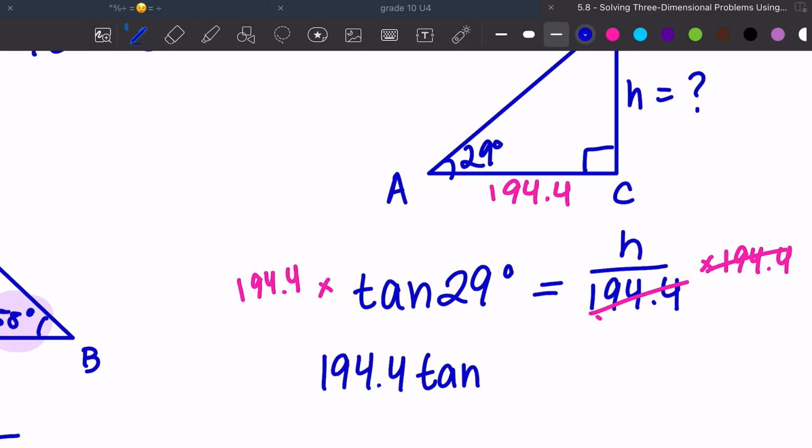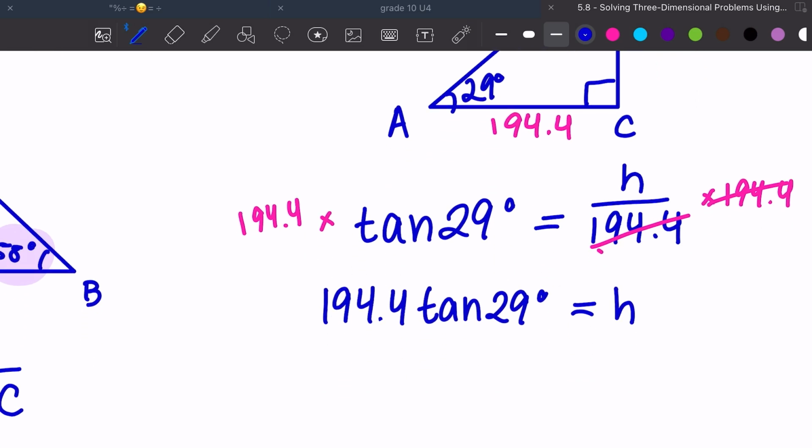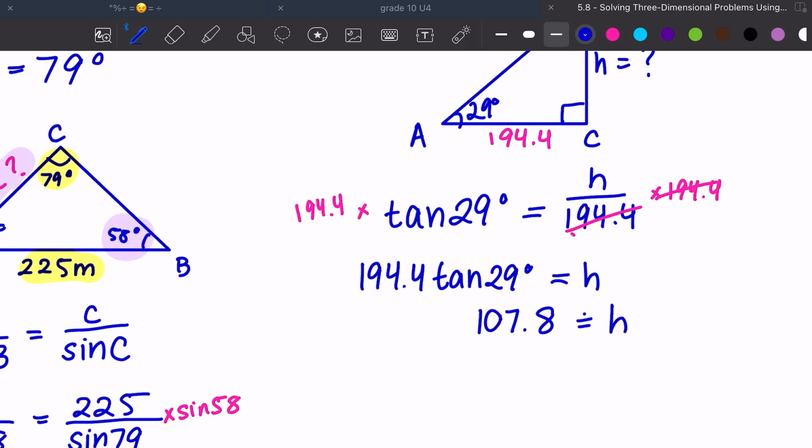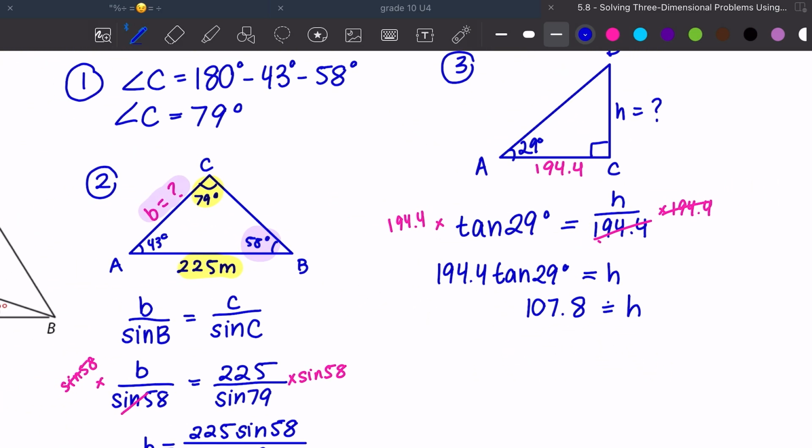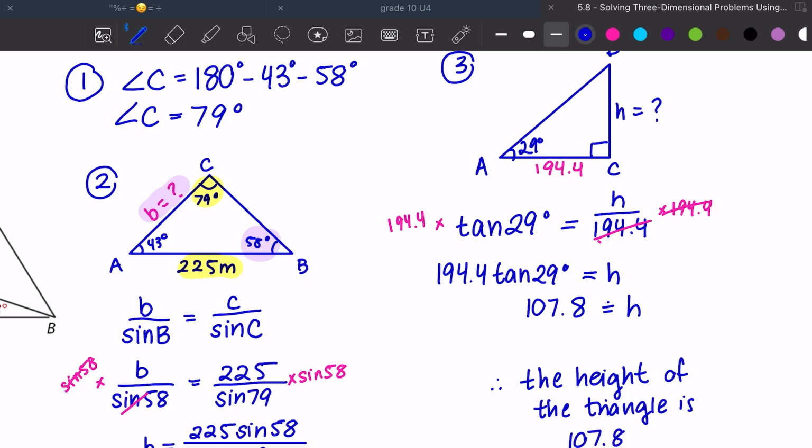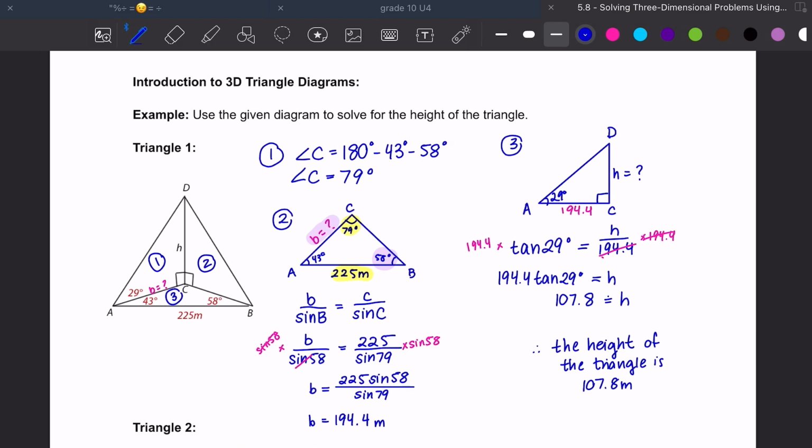194.4 tan 29 will be equal to H, which if you plop that into your calculator, and you can agree with me, I got 107.8 for H, approximately. Do we get the same thing? Mm-hmm. So therefore we can say the height of the triangle is 107.8 meters. Big triangle. Right?